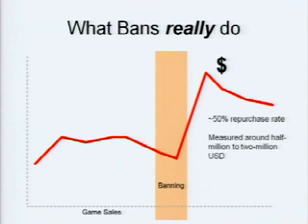Here's what a ban does. Approximately 50% of the banned accounts are repurchased shortly afterwards. You can measure that about $500,000 to $2 million in income. When they need the money on the balance sheet, time to do a ban. Boom. Now think about that. Public image, and what really happens in the boardroom behind the scenes.